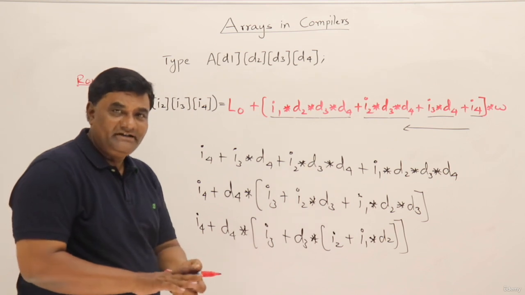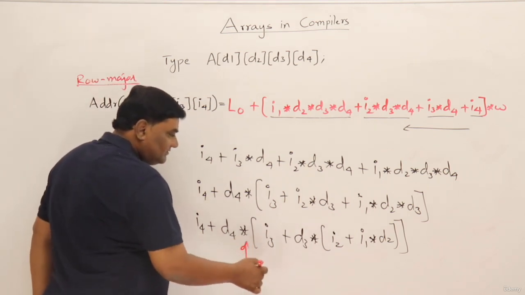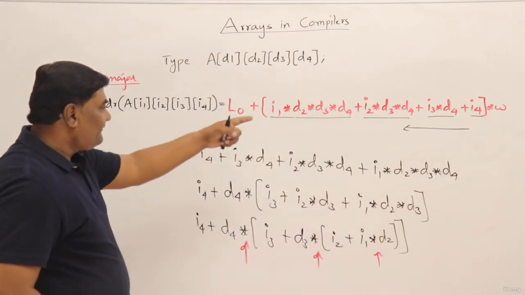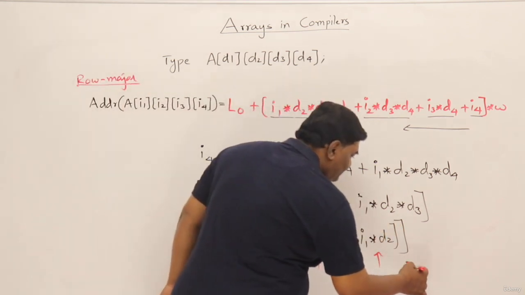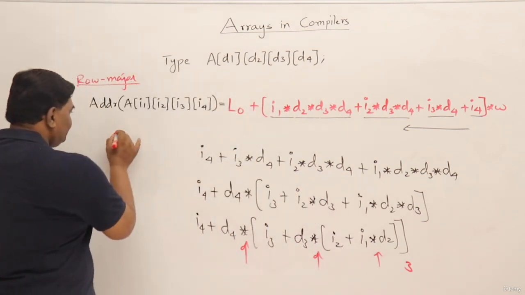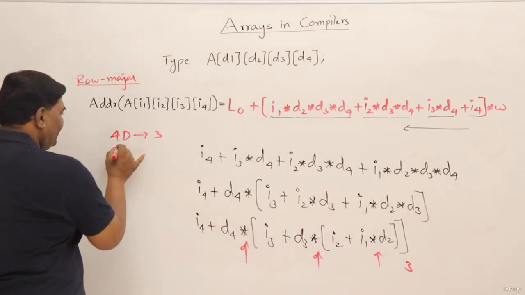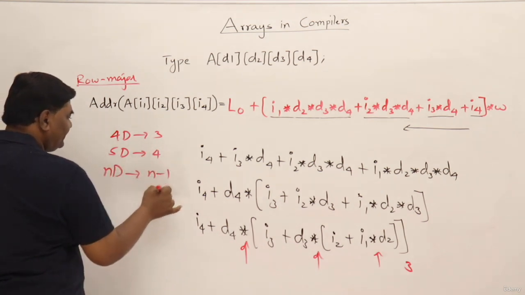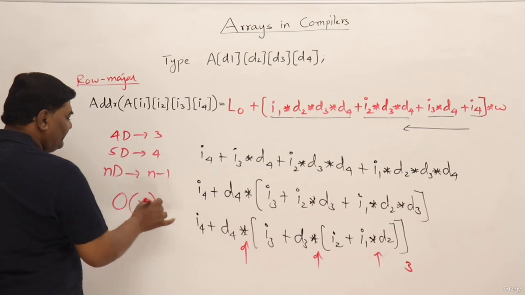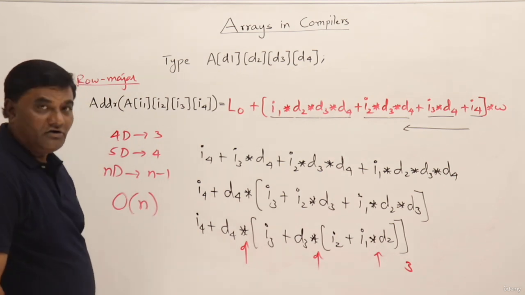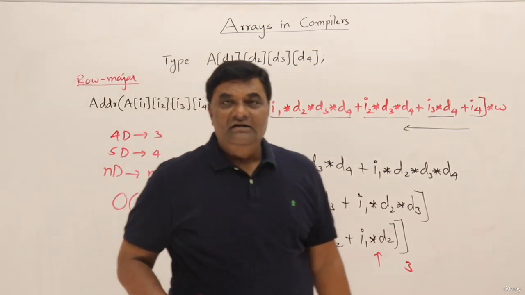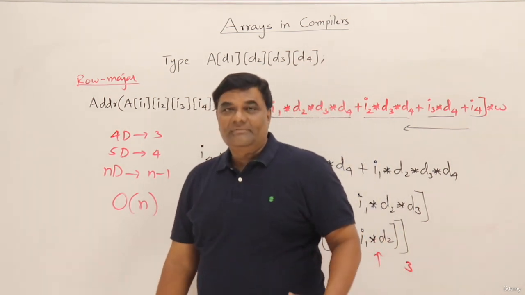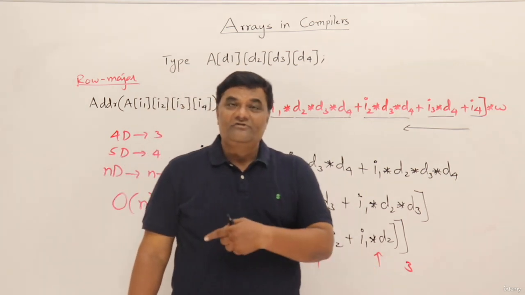So let us see how many multiplications are there. This is 1, 2 multiplications, 3 multiplications. Oh, so for 4 dimensions, there are just 3 multiplications. For 4D, 3 multiplications are there, and for 5D, there will be 4 multiplications. So for nD, there will be n minus 1 multiplications. So the total time for performing multiplications will be order of n. So this formula reduces the number of multiplications from n square to order of n. By taking common factors, I have reduced the number of multiplications.